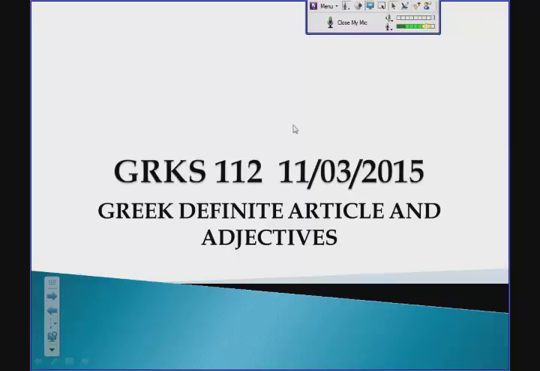Today we are looking at the Greek definite article and the adjectives. Okay? You know what the definite article is. You still remember what an adjective is. What is an adjective? Describing a noun. It's a word that describes another, or it describes a noun or another noun.